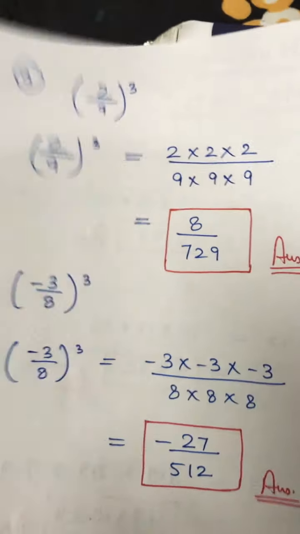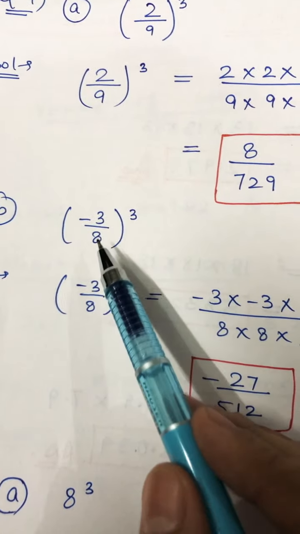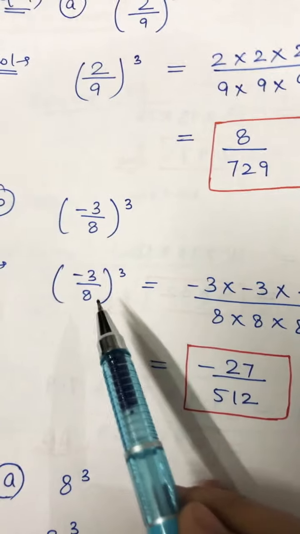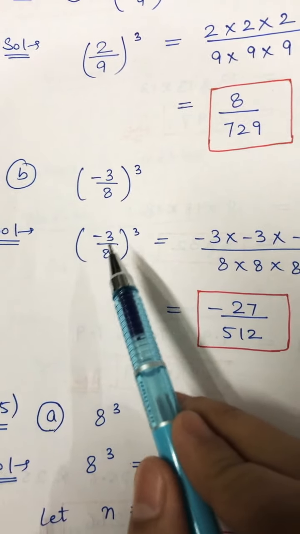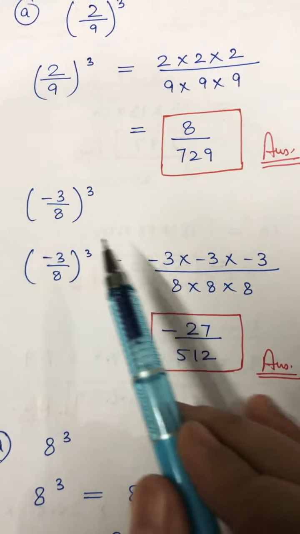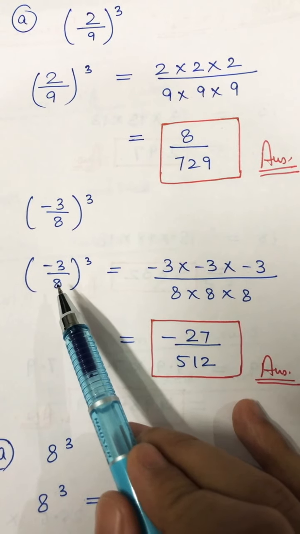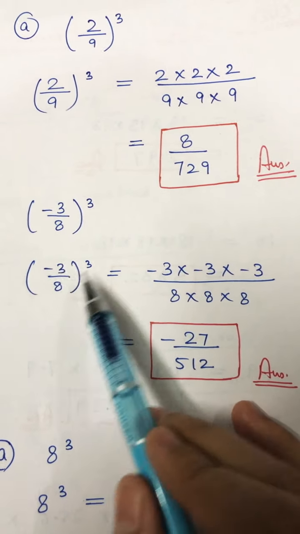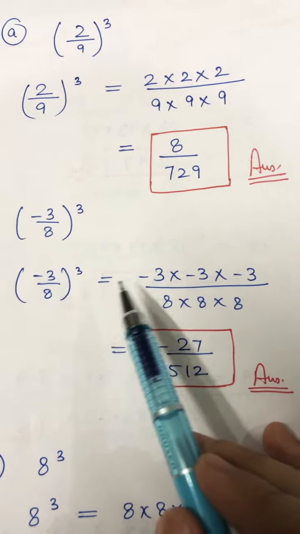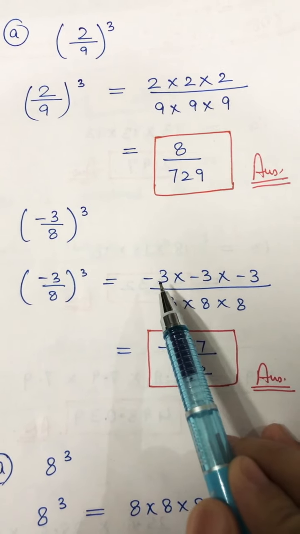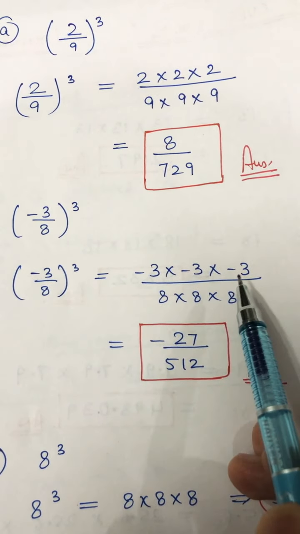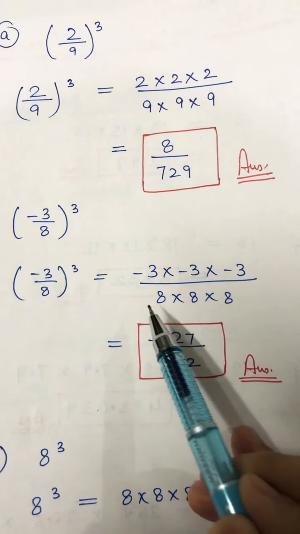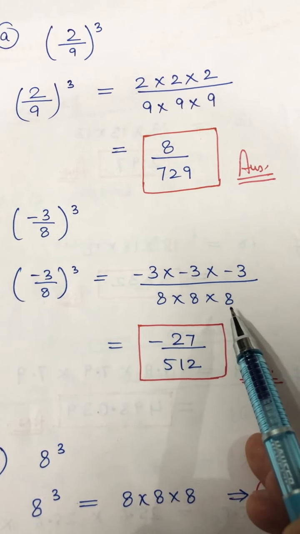Now part B is (-3/8) raised to power 3. Write in this way. Solution: (-3/8) raised to power 3. 8 is a positive term, 3 is a negative term. So multiply in this way: minus 3 multiplied by minus 3 multiplied by minus 3, divided by 8 multiplied by 8 multiplied by 8.